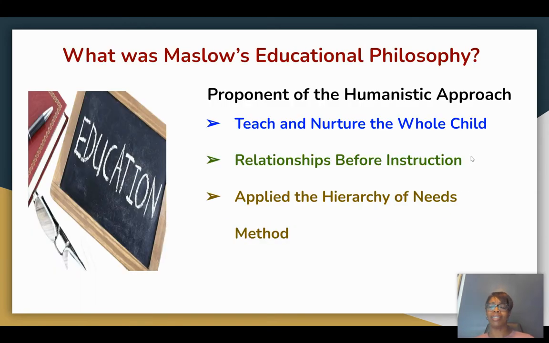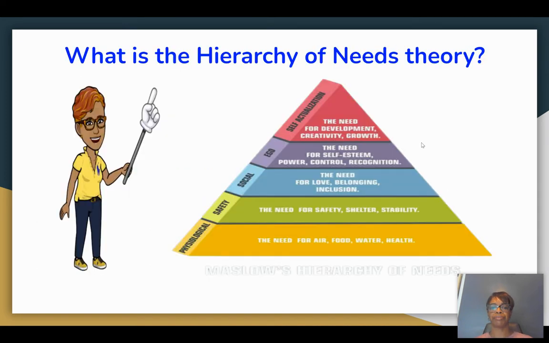What was Maslow's educational philosophy? He was a tremendous proponent of the humanistic approach. He believed that all teachers should teach and nurture the whole child. Building healthy relationships should always come before instruction. And most of all, everyone should apply the hierarchy of needs method in order to create confident and secure individuals.